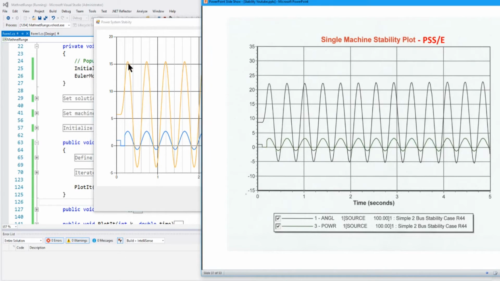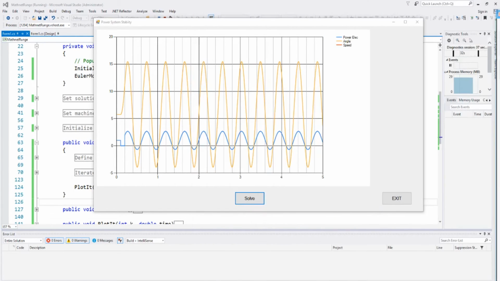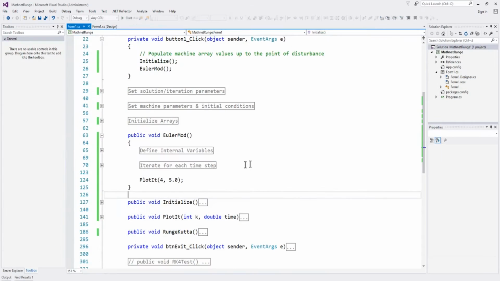Okay, I've got maybe a little over 2 cycles in 1 second of oscillation, and that's about the same. And you can see I go from normal to 0 electrical output, same here. So you can see that it's very close. There's a little bit of difference because my initial values are a little bit different, but basically we're going to write an application that looks like this and gives you the output of the machine.